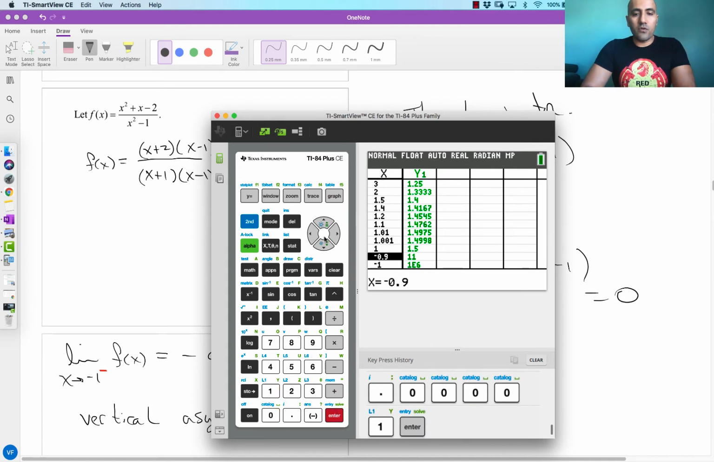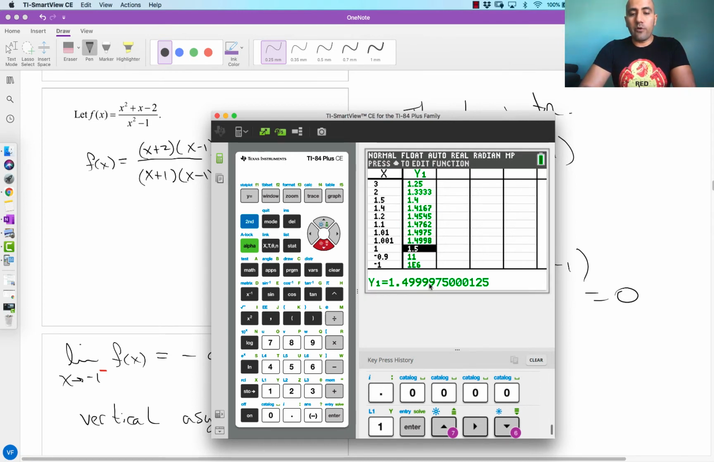Okay, so look at the behavior that's happening here. As I approach 1 from the right-hand side, the output values are not growing out of control. They seem to be converging towards something. They're getting closer and closer to 1.5. There it rounded it to 1.5, but if I use my arrows to highlight that little box, I can see that it's actually 1.4999975000125. So we can see that it's really, really close to 1.5. It seems to be heading that way. It's heading toward 1.5. Okay, what about if we approached 1 from the other direction?